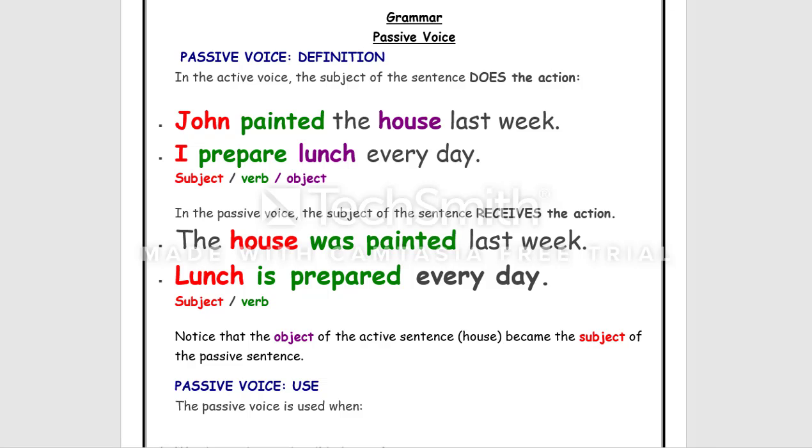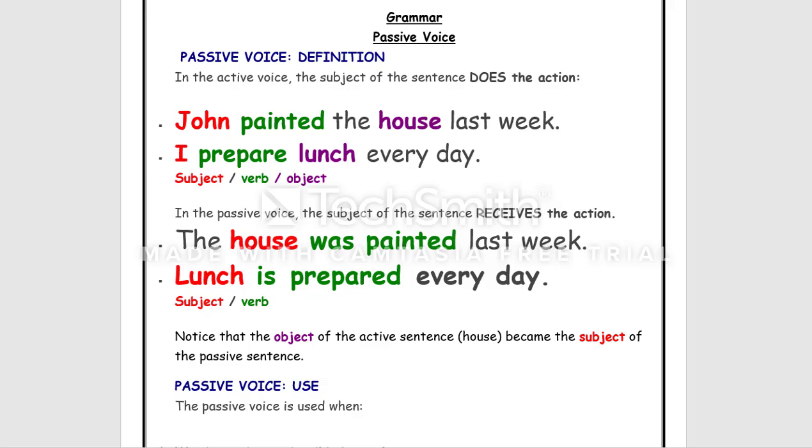Pay attention. Not all verbs in English take an object. Therefore, some sentences are complete without an object. For example, I slept well. He laughed. This type of sentence cannot be changed into passive voice. As you see, the verb slept doesn't need an object, and the verb laughed doesn't need an object too.